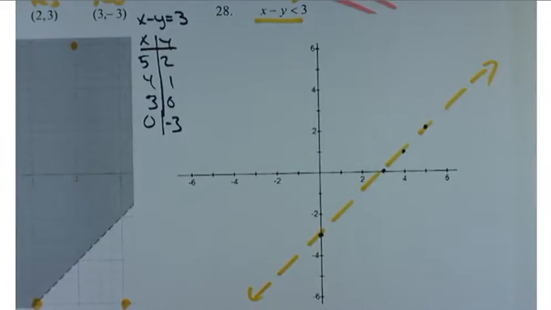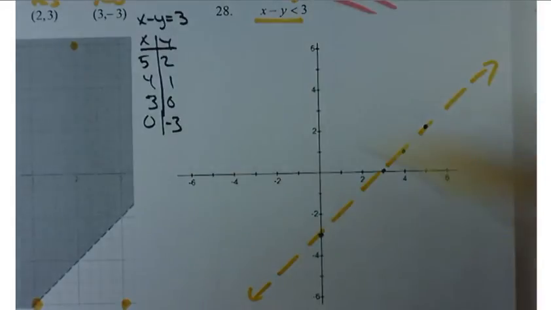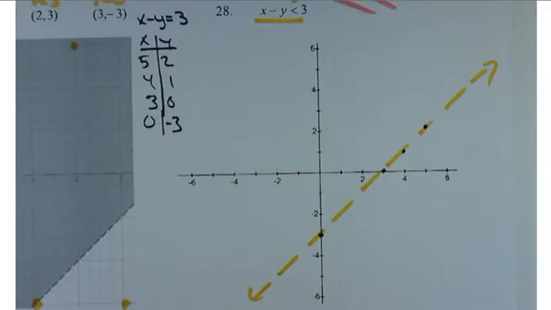But we're not done. We still have to decide which side of this line we're going to shade. So let's work on that part. How am I going to decide where I want to shade? Don't make Sam do all the work here. Try to check, see if it's true or false. All right, check true or false. How do we check true or false? What are we going to test?